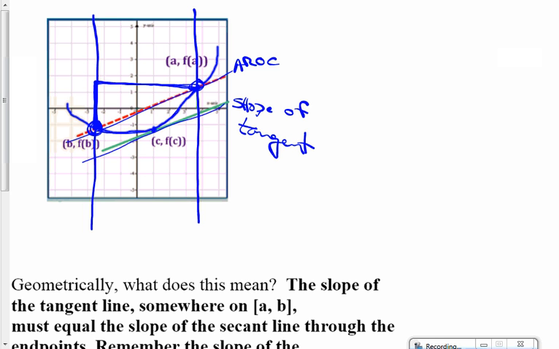Okay? Could it happen more than once? Yeah, depending on your function. It could happen more than once. You could have 2 or 3 of these things that have the same slope as the function. But what the mean value theorem guarantees is there's at least one.